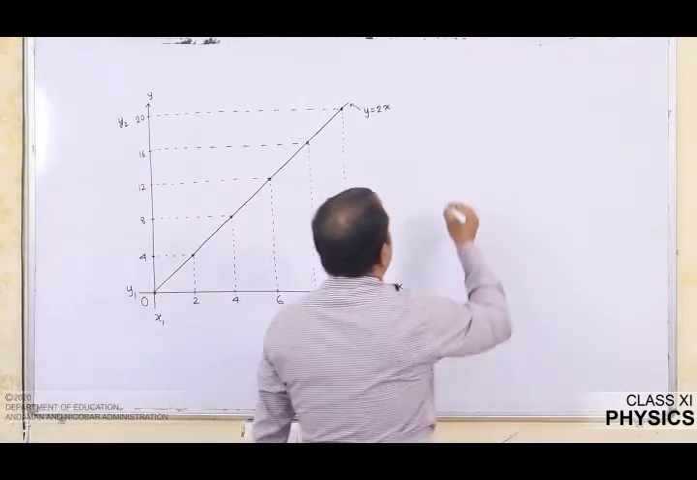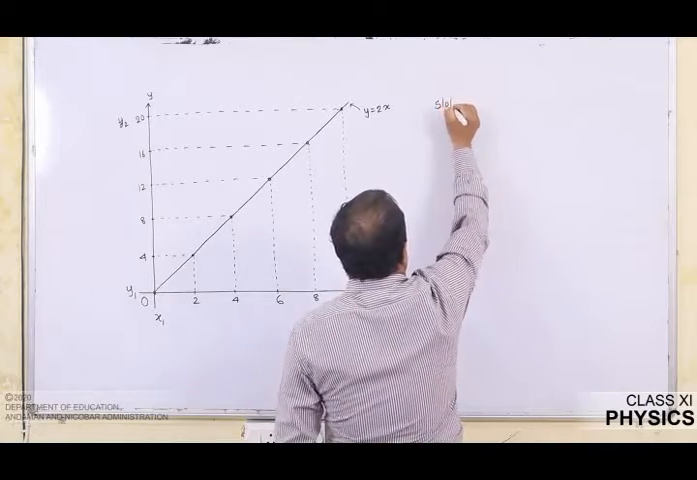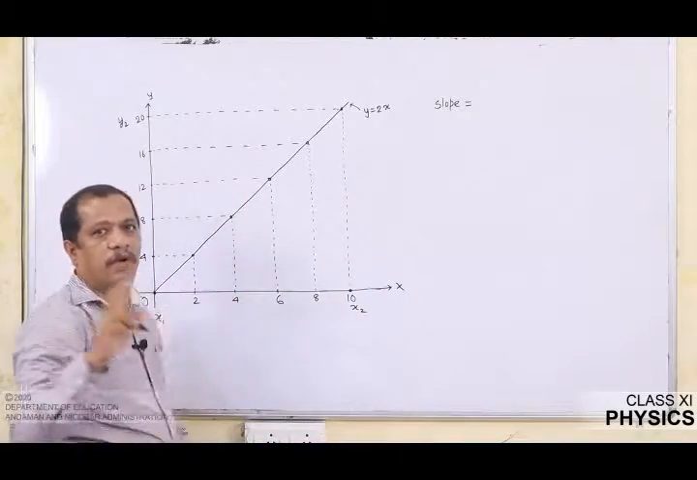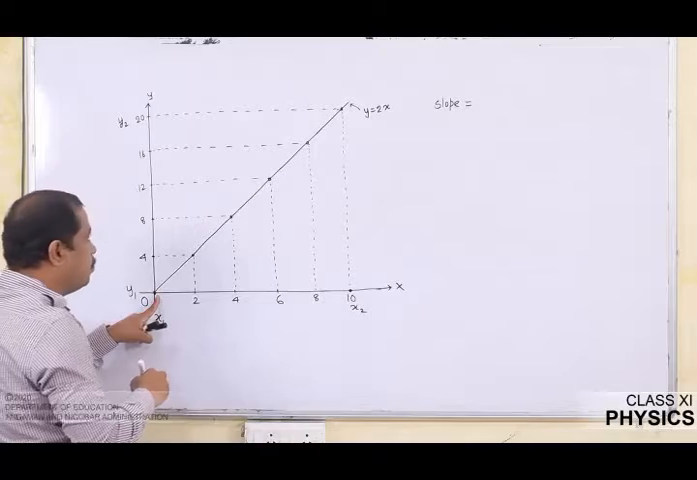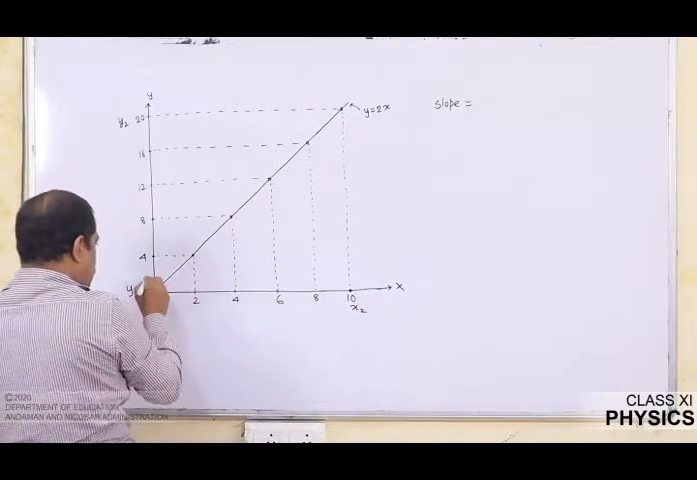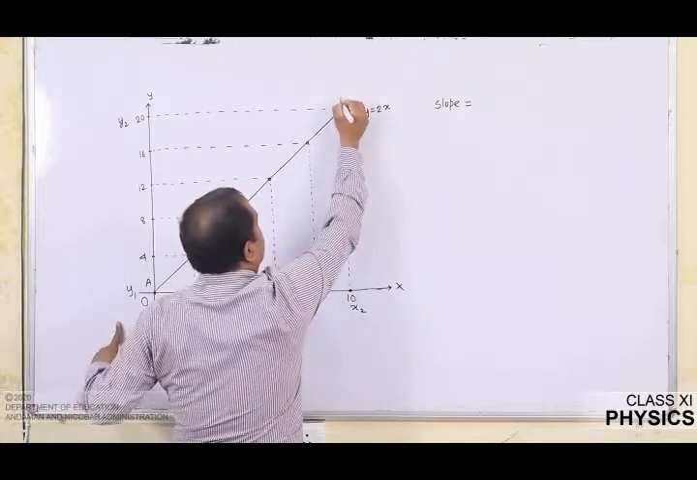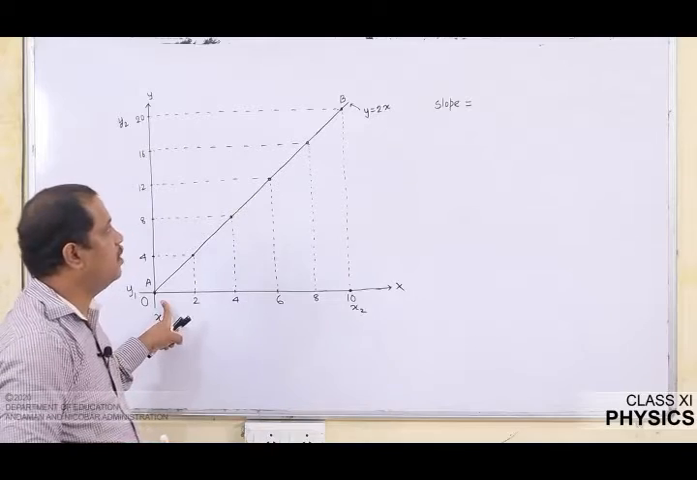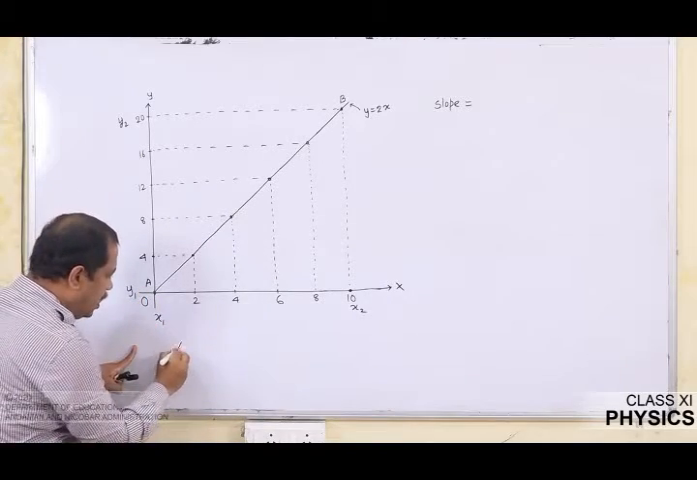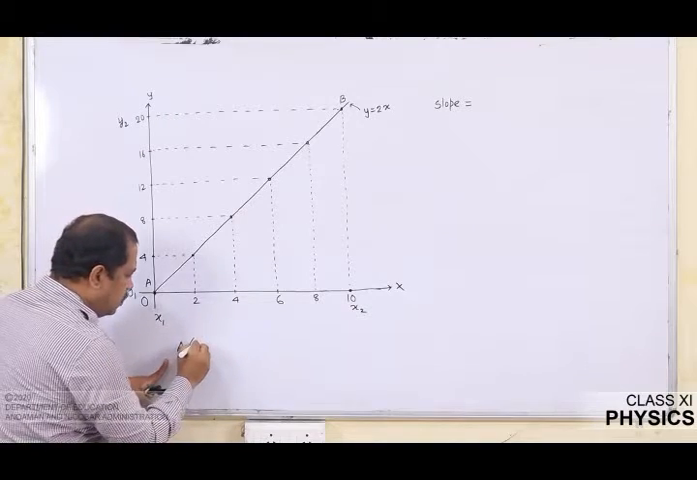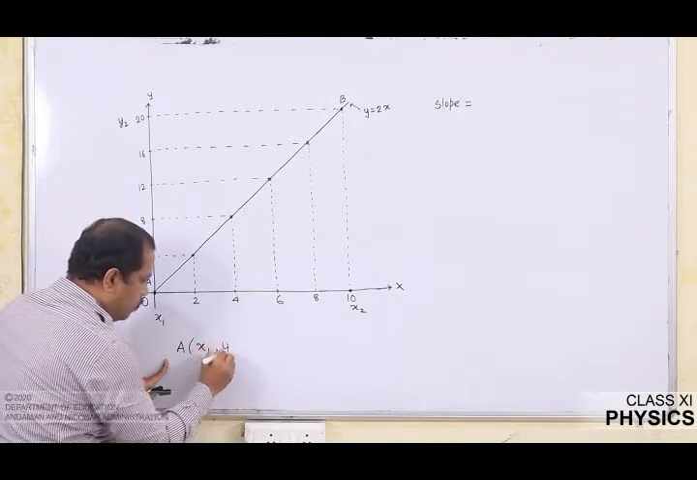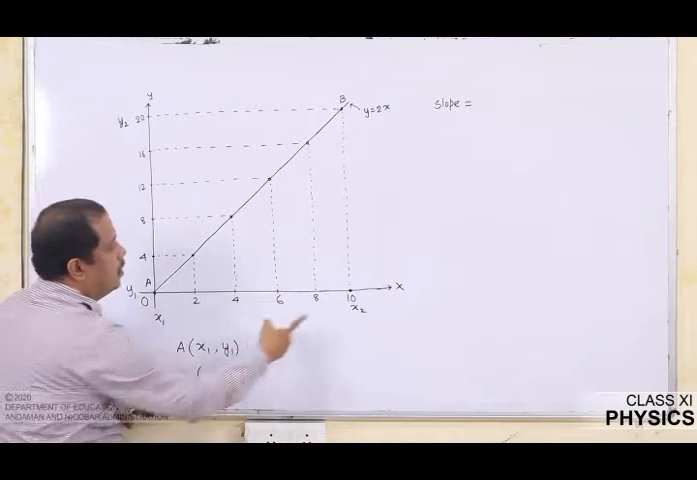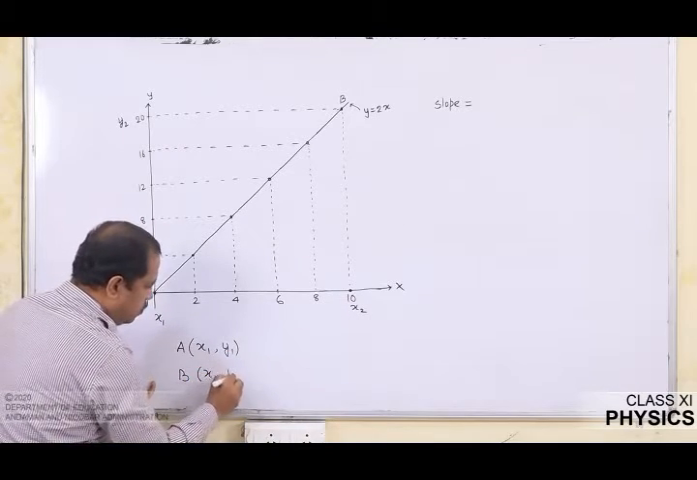To calculate the slope, we had the formula. I said on the line we require 2 points. So, let me name the 2 points: this is A, this is B. A is 1 point, B is 1 point on the graph. When I want to calculate the slope, I see that the point A has the coordinate x1 comma y1, and B has the coordinate x2 comma y2.